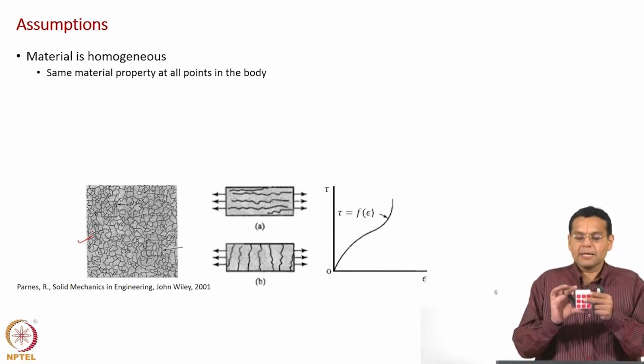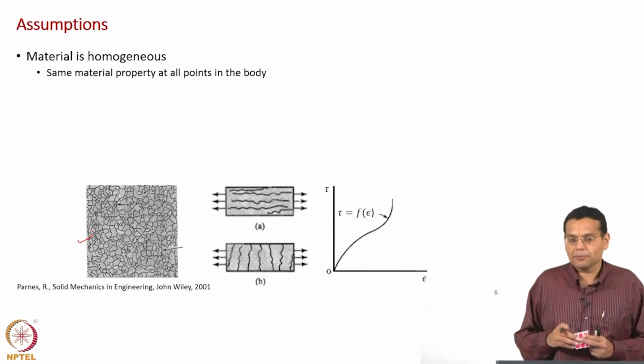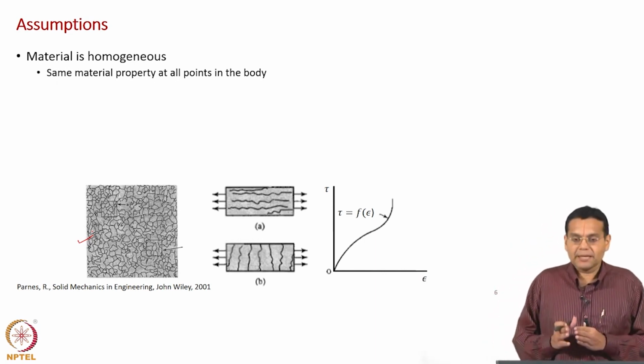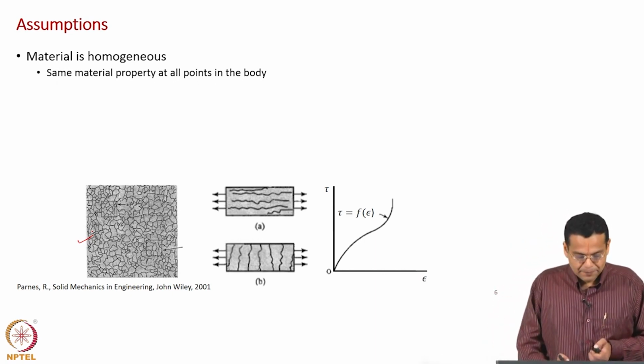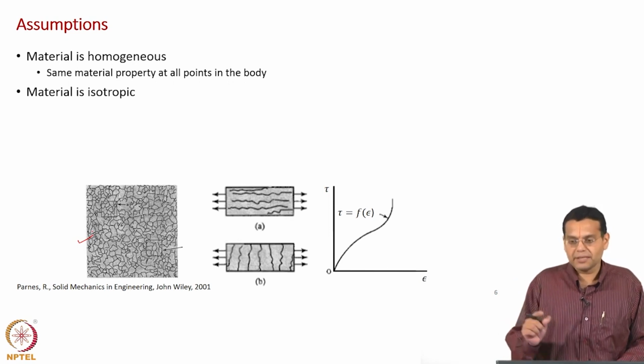If you are given, let us say, a steel block like this, and you say at every point it has the same material property. Okay. So, material is homogeneous means same material property at all points in the body. Okay. So, that is the first assumption. So, the Hooke's law which I am going to derive is for a homogeneous material.